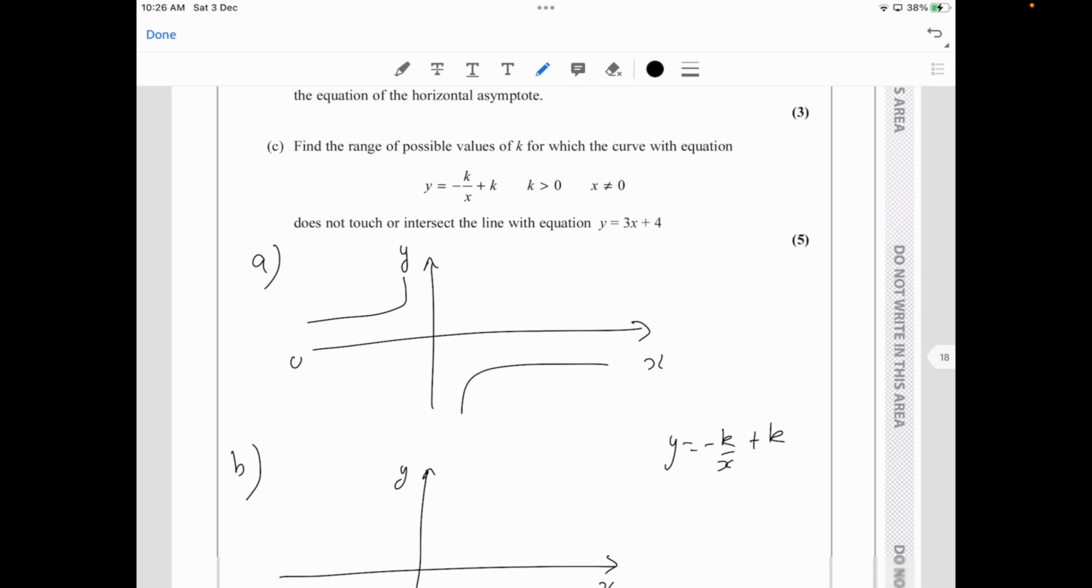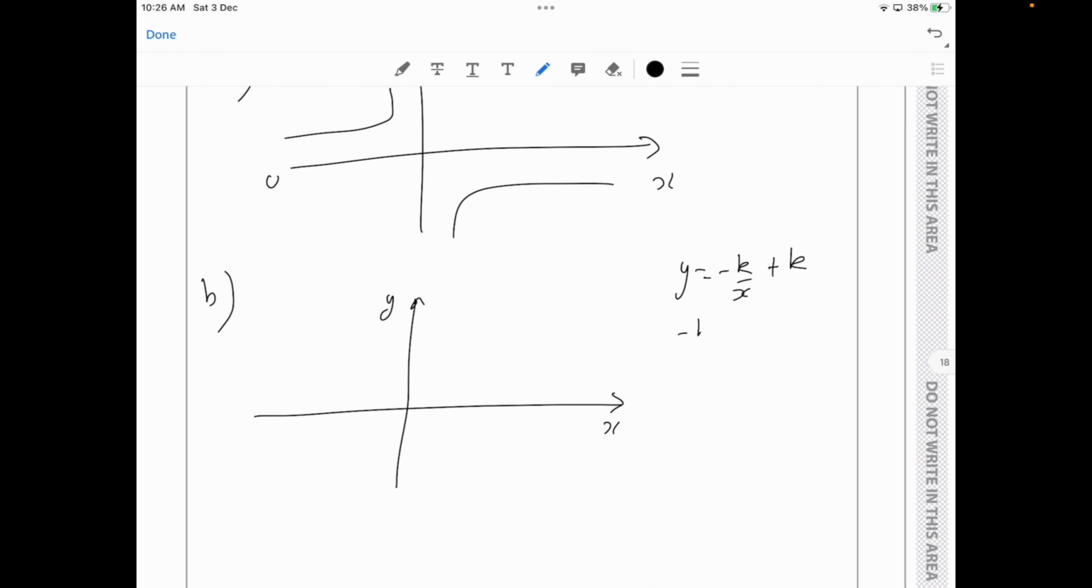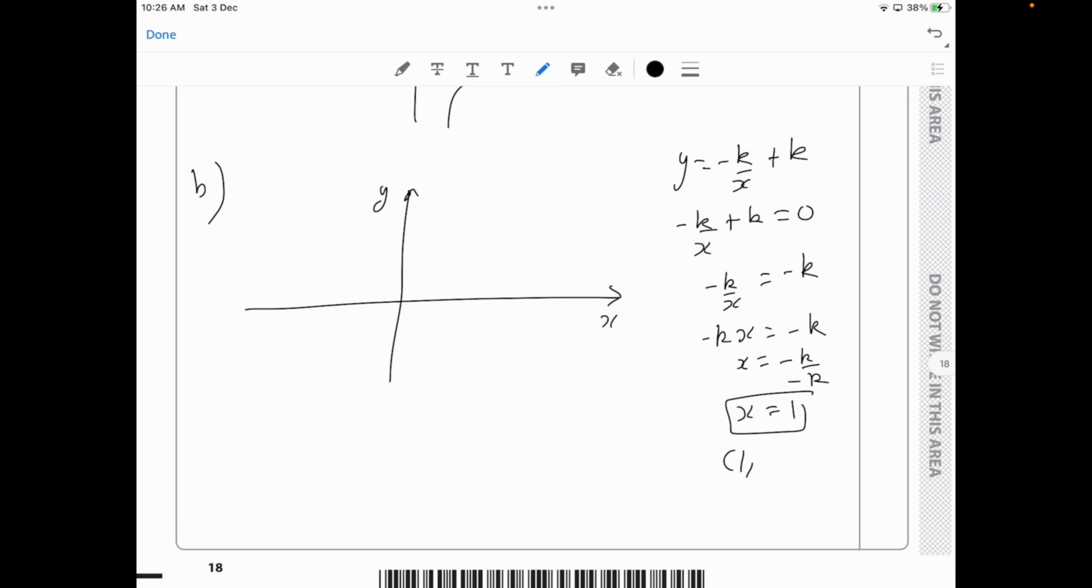And we know that y is equivalent to 0. So we have negative k divided by x plus k is equivalent to 0. Once you do that, negative k divided by x is going to become negative k. Once you multiply by x, negative k is equivalent to negative k x. So x is equivalent to negative k divided by negative k. X is going to become 1. The coordinates are going to become 1, 0. So the graph is translated up by 1. You can mention here, y is equivalent to k, and the negative reciprocal is going to somewhat look like this. So we can just draw the asymptotes and mention the coordinates 1, 0. This is going to be the answer for about 3 marks.